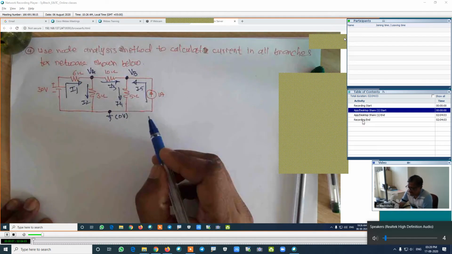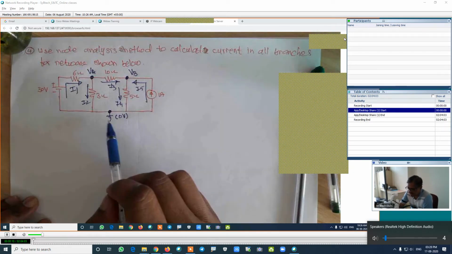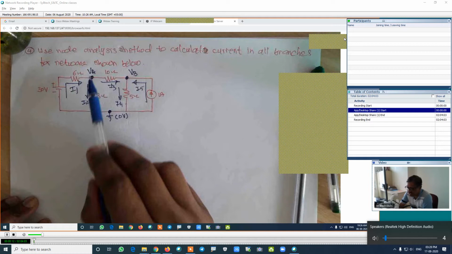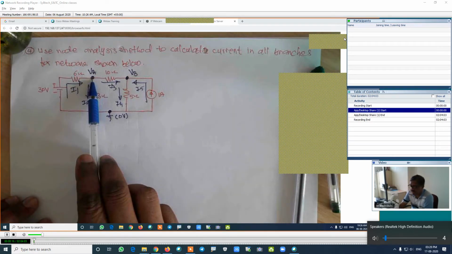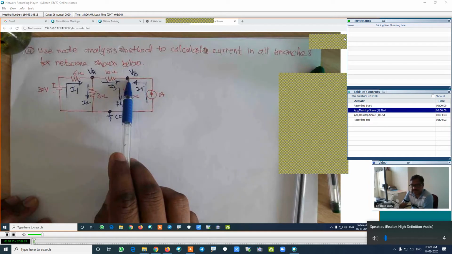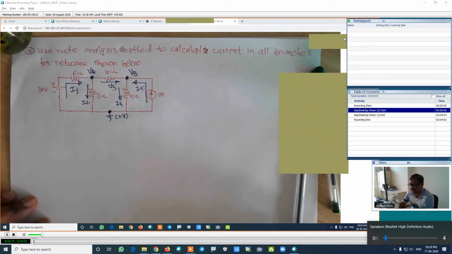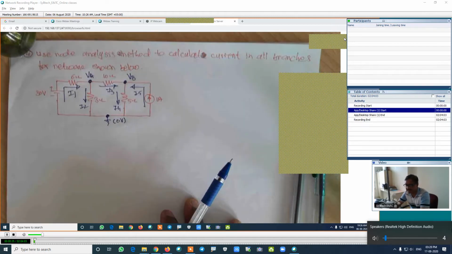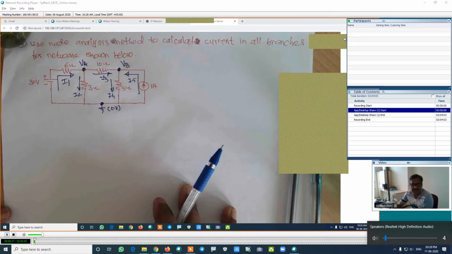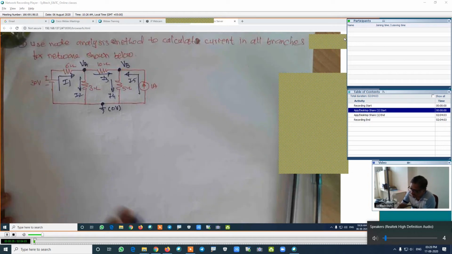So here in this case, we have marked the nodes and assumed the direction of the current for each branch. Now apply the KCL at node A, find its equation, then apply the KCL at node B and prepare its equation. I will start with the first point. Applying KCL, that is Kirchhoff's current law, at node A, we will prepare its equation.